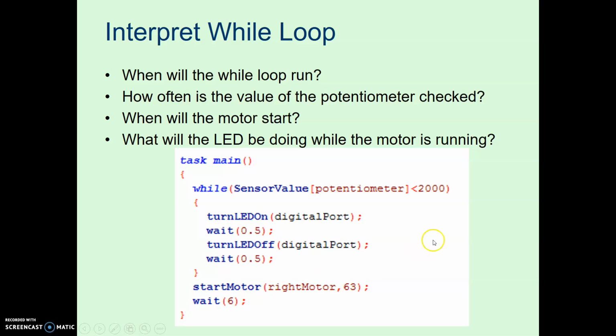And then your program will go back up. It'll say, okay, is it less than 2000? If it is true, it's going to keep going on and off. Once you rotate your potentiometer equal to or greater than 2000, it's going to kick us out of the while loop, and it's going to start our motor for 6 seconds. So again, that will repeat over and over so long as your condition is being met.